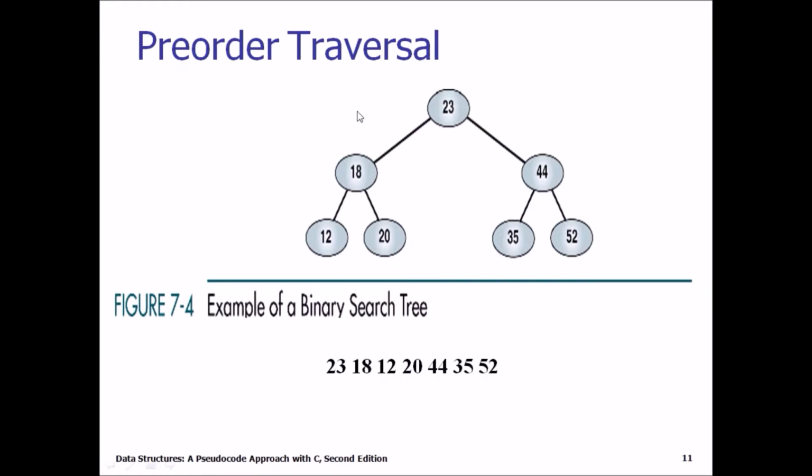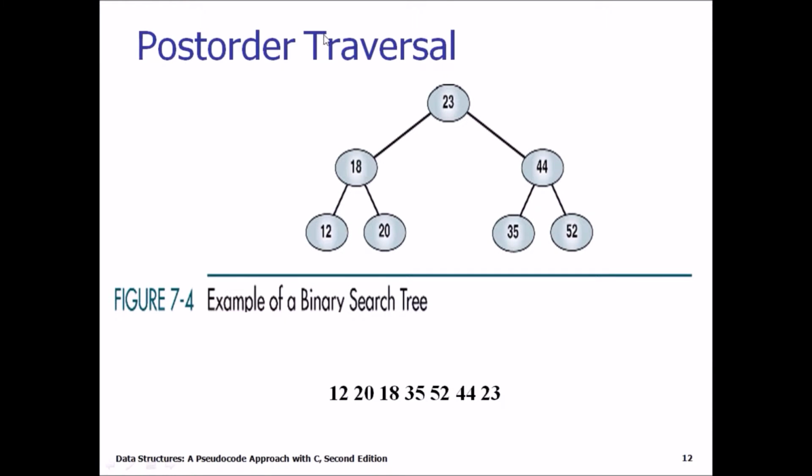Then post order. What do you do in post order? First of all, we take this left subtree. So again the left subtree: first 12, 20 and 18. Post means the node has to be traversed in the latter part, meaning you need to travel the left subtree, then the right subtree, and finally in the end the node. So 12, 20 and 18. Then let's go to the right subtree, again following the same rule: 35, 52 and 44, and once this is done you can go to 23. This is the post order traversal.